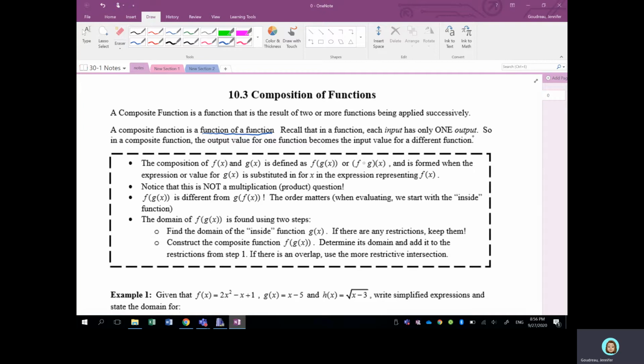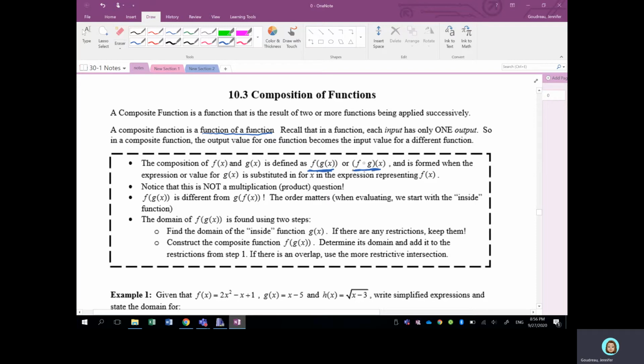So x is going to operate on the inside function. It gives a y value. That y value becomes the x value for the outside function. We have some different notation for this. The composition of f and g is defined as f at g at x, or f of g of x. So have a look at these.